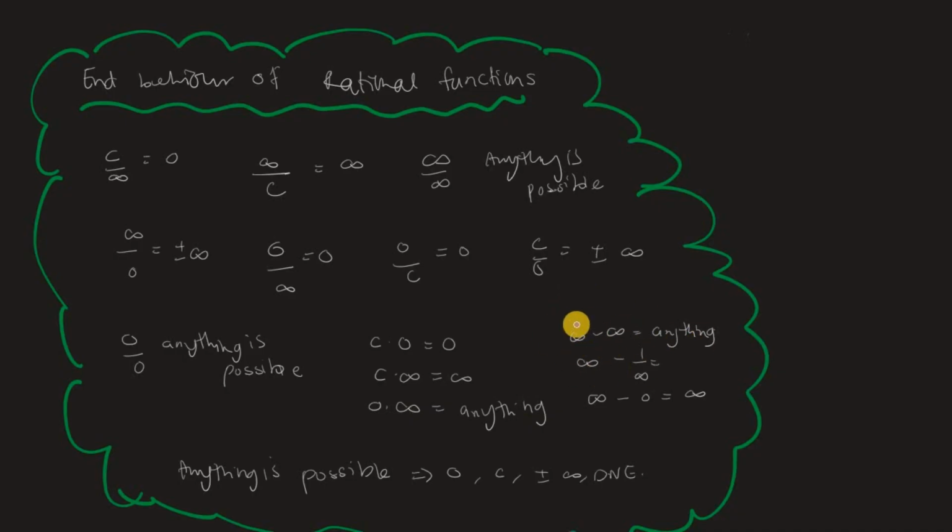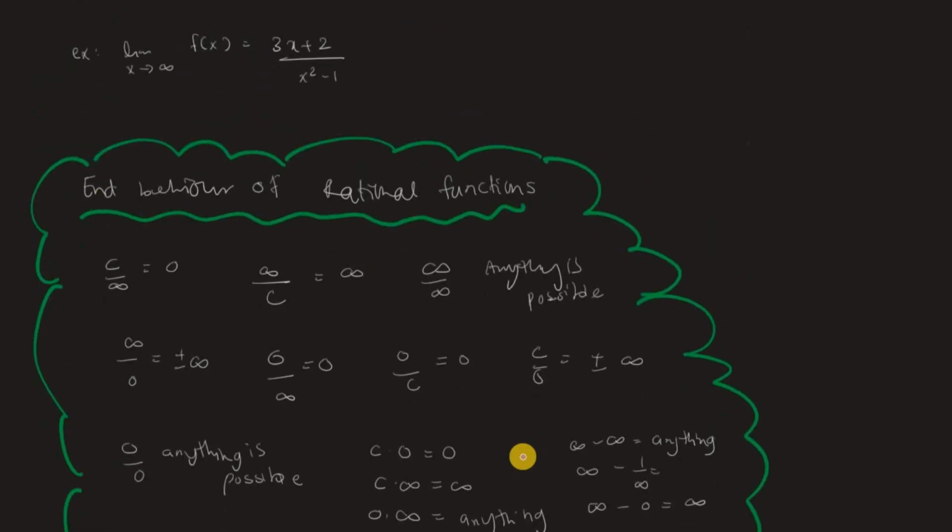And likewise, if you do infinity minus infinity, you can get anything. And infinity minus 1 over infinity, so 1 over infinity is like 0, so infinity minus 0 is equal to infinity. So basically this is what you have to know. I think it's pretty simple. So let's go ahead and solve this problem.